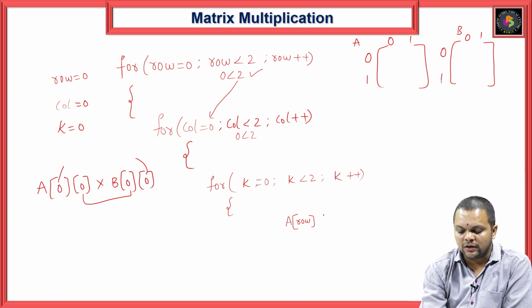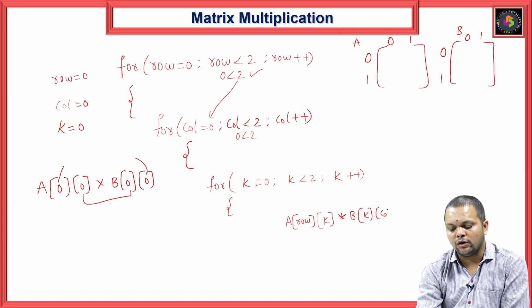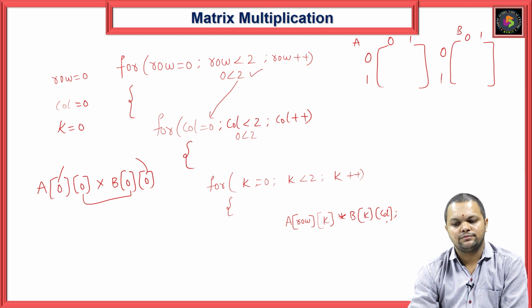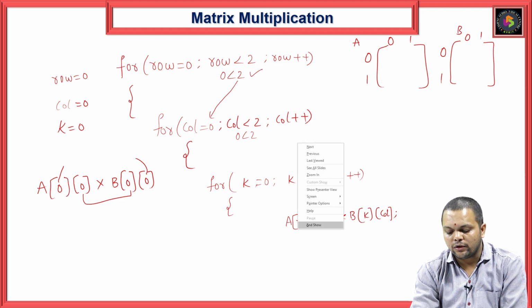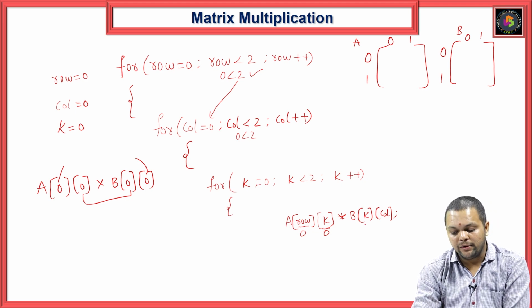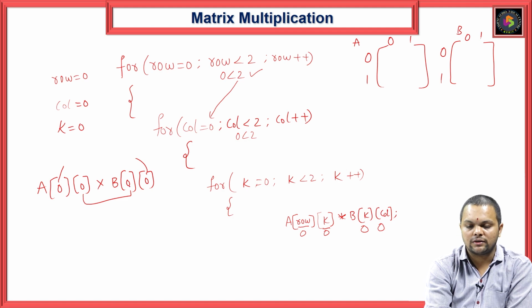So I'll just write it as A of row, and this is nothing but k, into multiplication with B of k and column. So look at this. A of row k into B of k column. So what is the value of row? I can write this value of row as 0. I can write this k value as 0. As it is 0, we can write it. And B of k value is again 0, column value is again 0. A of 0, 0 multiplication with B of 0, 0. Yes, you got a value here.